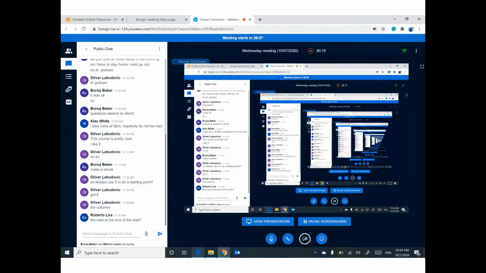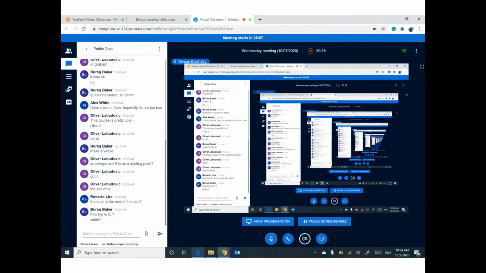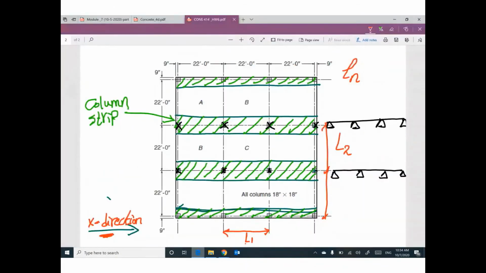The load. Okay, it's a good question. How big? Thank you, Burak. Width. That's a good question. In one-way slab, we have a strip with unit width. But here, no, it's not unit. What is the width here?